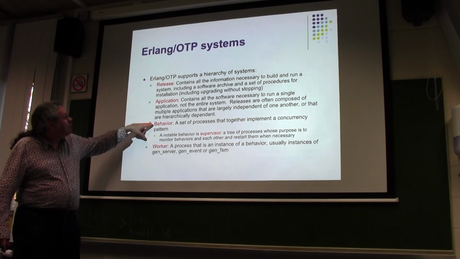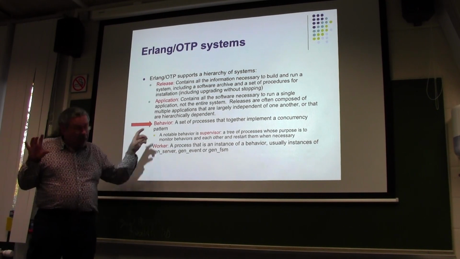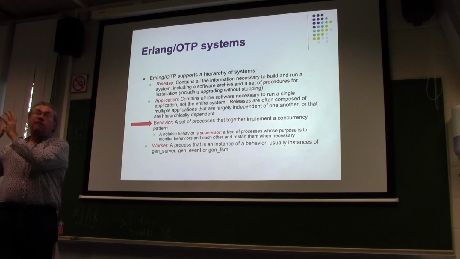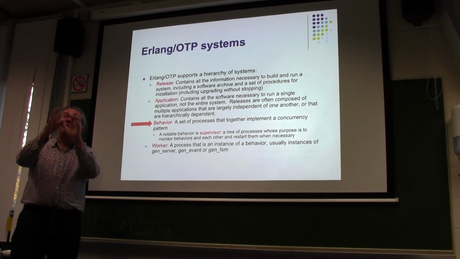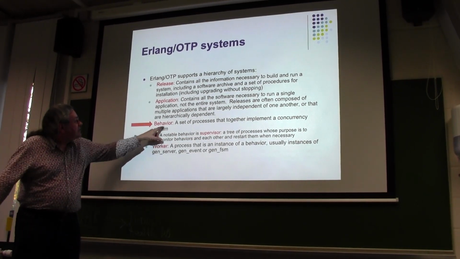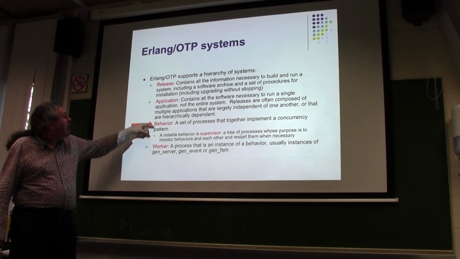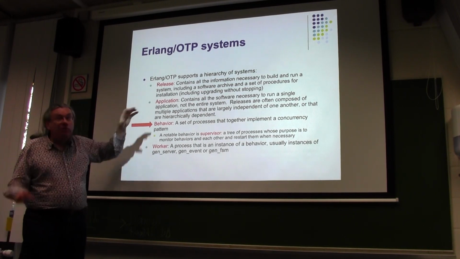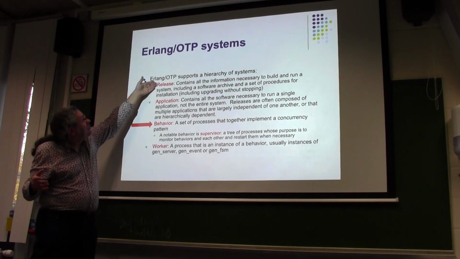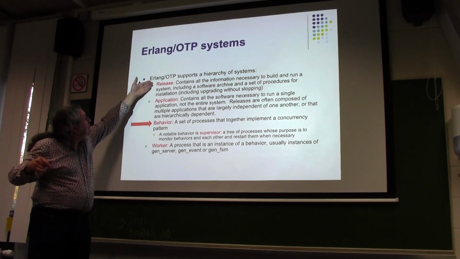And the next level is called the behavior. This is like a concurrency pattern. A behavior is like a generic thing, a generic server, a generic finite state machine, a generic event handler, a generic supervisor, which is the fault handling. So this is the generic pattern, and it's actually a concurrency pattern. Higher than that is the application. This is all the software necessary to run an application, and higher than that is the release, the whole release of the system. So you have this hierarchy.